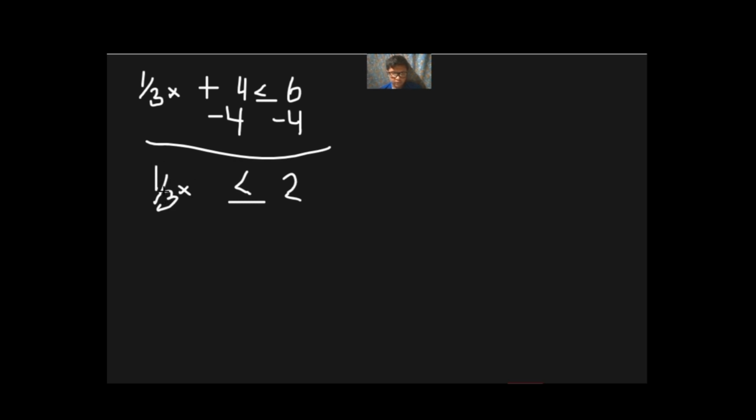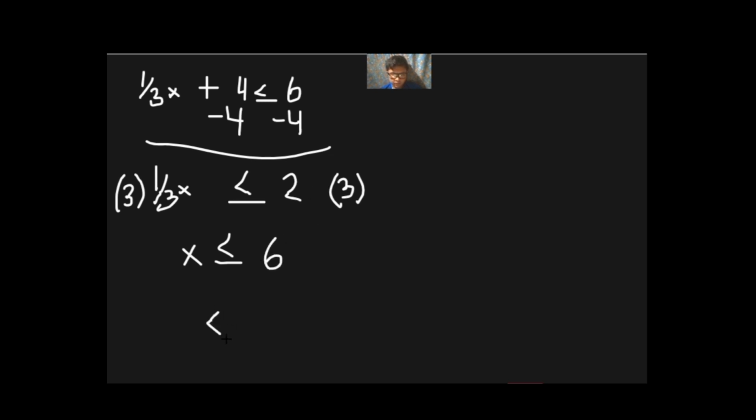As you can see, the 1/3 is a fraction, so we need to remove this fraction by multiplying by 3 here as well. But 3 times 1/3 equals 1, and we don't need to write the 1 anymore, so we put x, less than or equal to, and 2 times 3 equals 6.